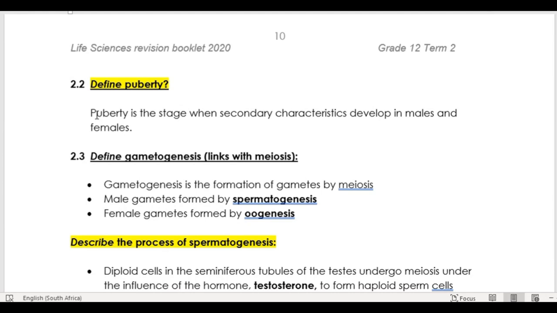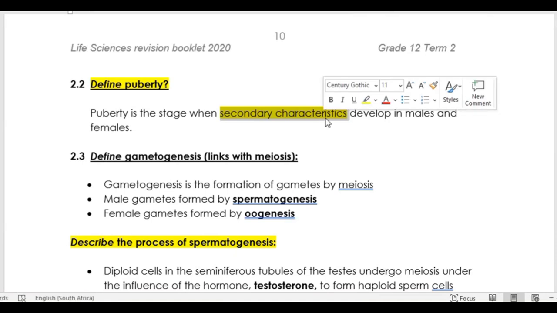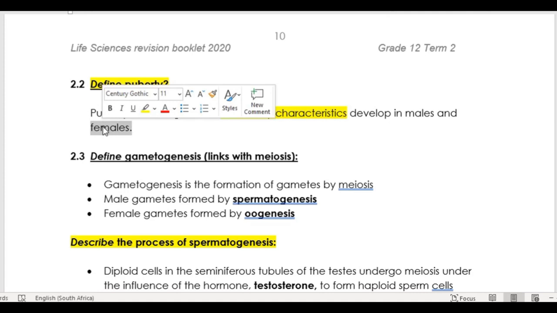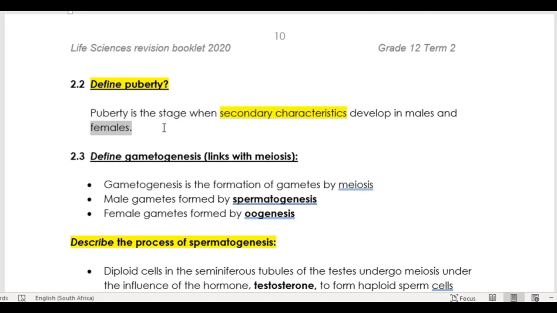So let's see what puberty is. Puberty is the stage when secondary sexual characteristics develop. Now, what are these things? Secondary sexual characteristics, such a big word. It's stuff like, as I said, in males, the beard and the deep voice. In females, it's menstruation, development of breasts, or hips widening. In males, it's the voice and the broader shoulders. And in both males and females, it's the maturation of the sexual organs, okay?